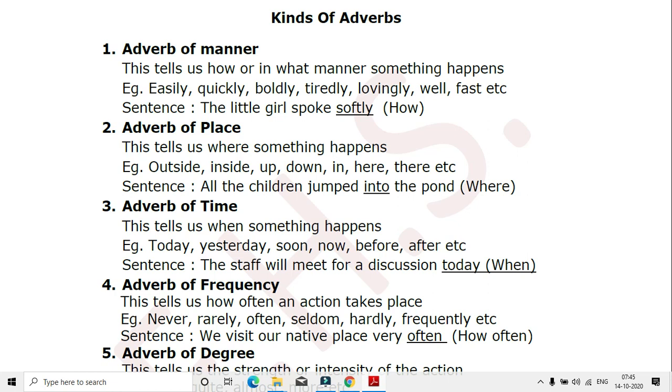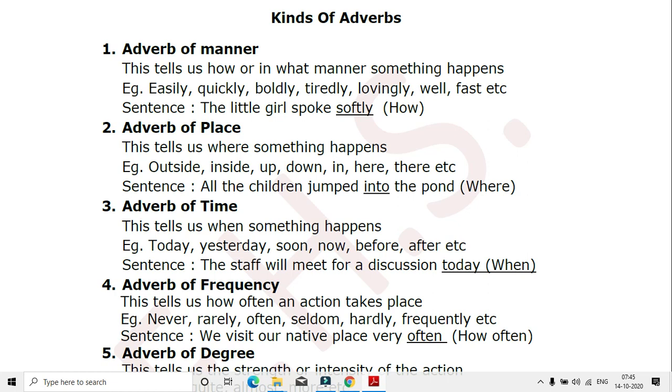Like, say for example, the first one: she speaks English very easily. So what is the action? Speaks. How does she speak? Very easily. Another example: the little girl spoke softly. So how did she speak? Softly.